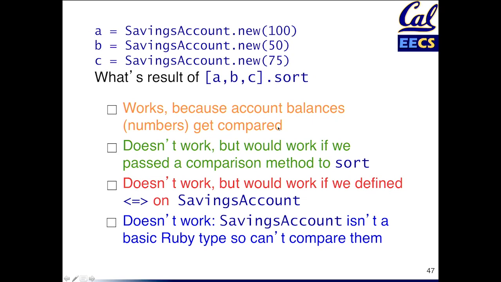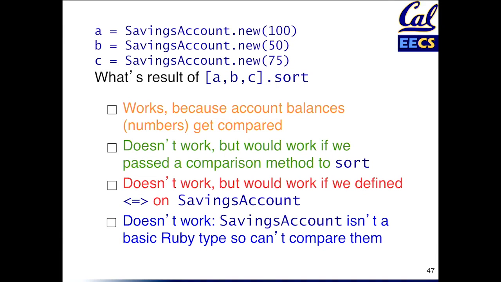Works because account balances get compared. Well, that's certainly what we would like to be the case, but comparing accounts isn't the same as comparing integers, so that's not it. If we passed a comparison method to sort, that's not the Ruby way, right? The Ruby way is sort makes some assumptions about the thing you're trying to sort, in particular that the thing knows how to compare itself to other instances of that thing.